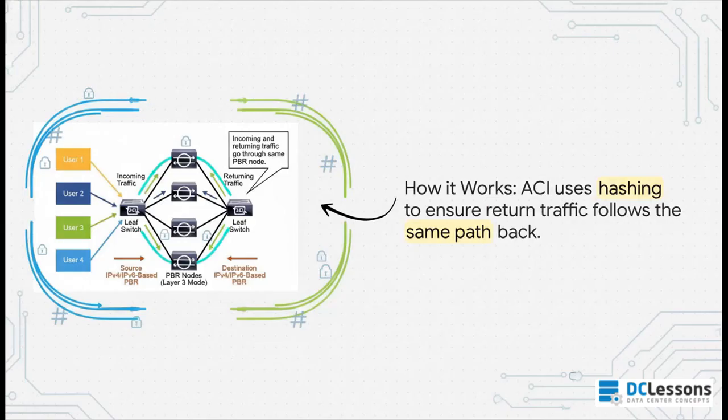So how does it work? Well, it's pretty clever. ACI creates a mathematical hash based on the source IP, destination IP, and the protocol. That hash determines which firewall to send the traffic to. For the return traffic, the source and destination IPs are flipped, but the hashing algorithm is designed to produce the same result, ensuring the traffic lands on the very same node. Just like in the diagram, user 1's traffic gets hashed to the top firewall, and the return traffic follows that same path right back, keeping the session perfectly intact.